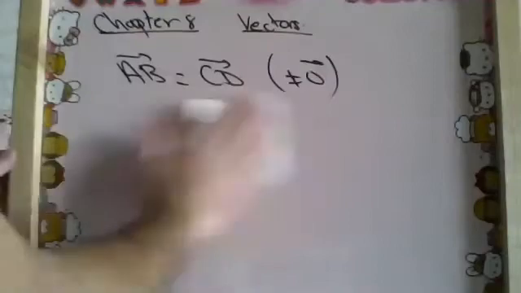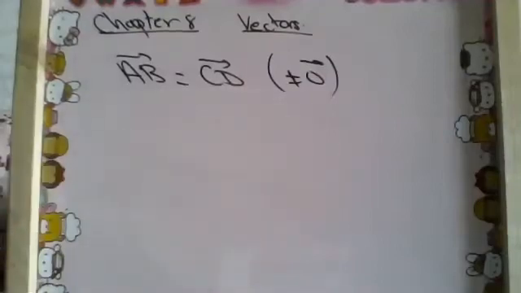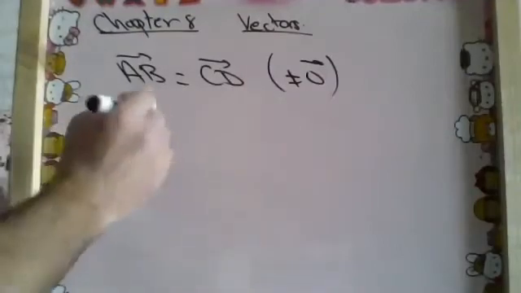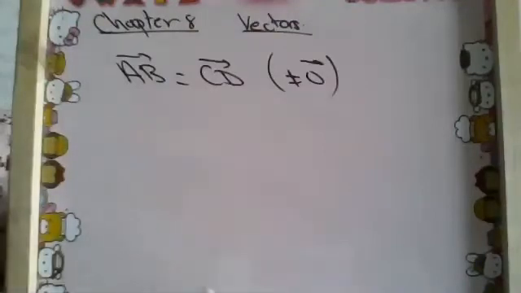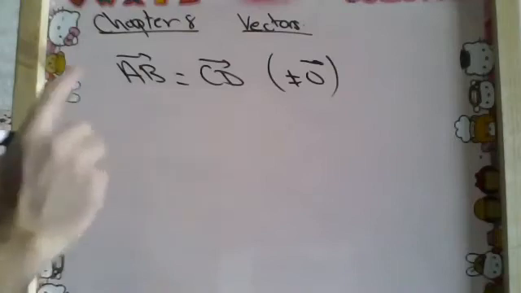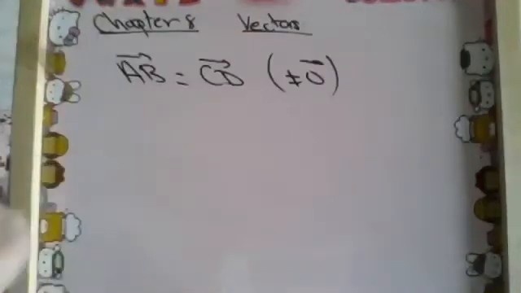What can we deduce? They are parallel. Which ones are parallel? Vector AB is parallel to vector CD. We don't say parallel vectors. We say equal vectors or not equal vectors. But we talk about parallel lines.